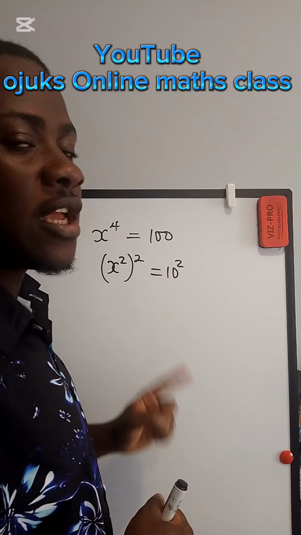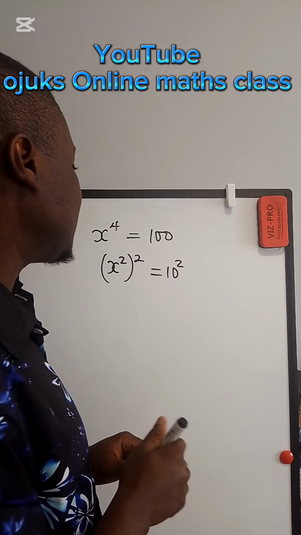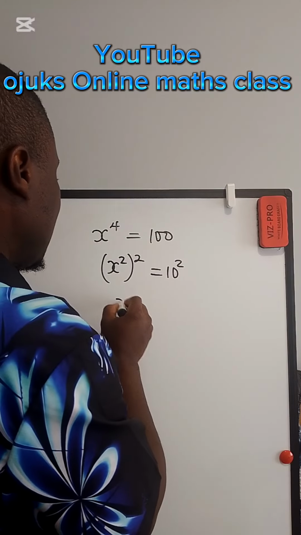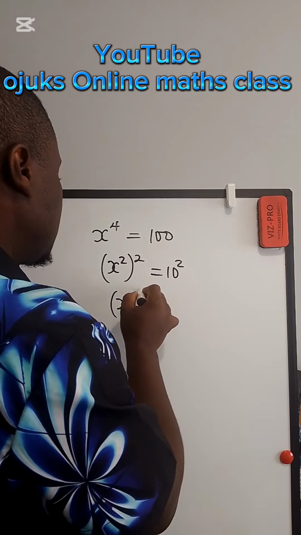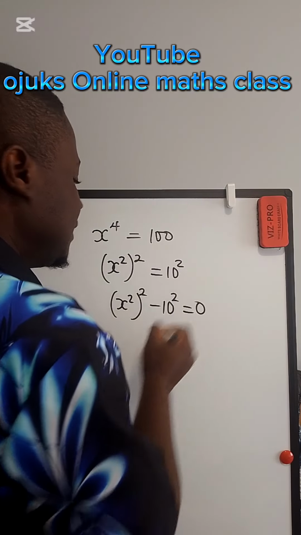and mind you, when a positive number is crossing an equality sign, it changes to negative. The sign automatically changes. If that be the case, we're going to have it that (x squared) all raised to the power 2 minus 10 squared equals 0.